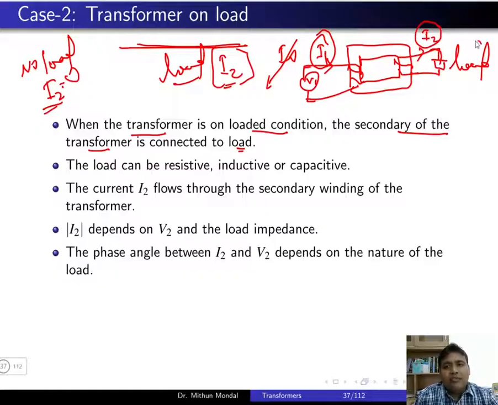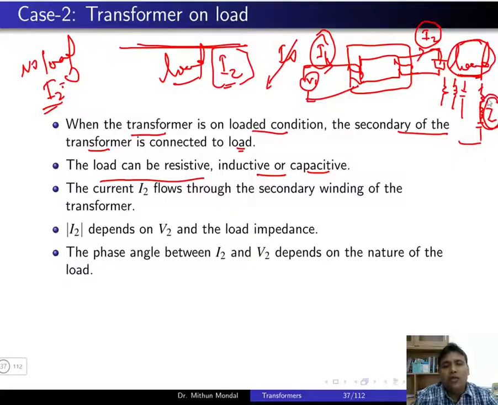Now, what is the definition of this load? Load can be resistive, inductive or capacitive. It can be resistive, or inductive, or capacitive, or a combination of these, which is equal to Z, the total impedance of the load. Hence the load is independent; it can be a DC load or an AC load.